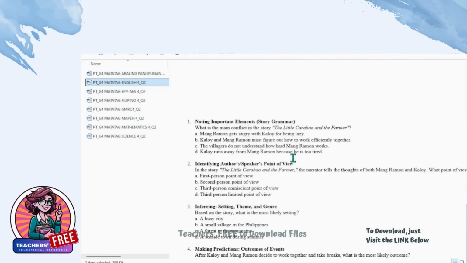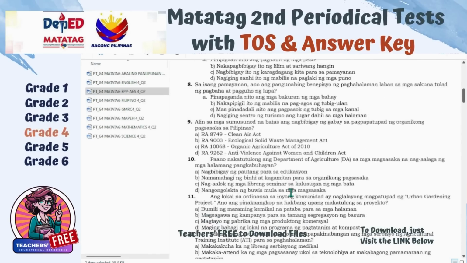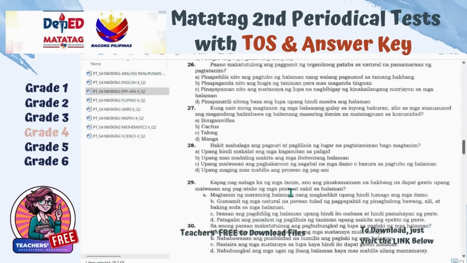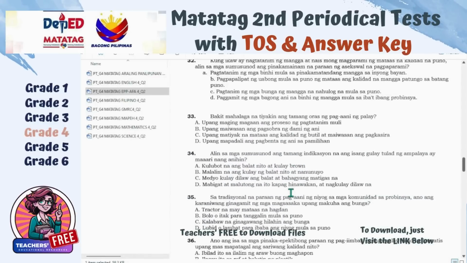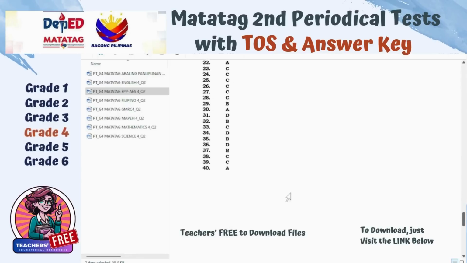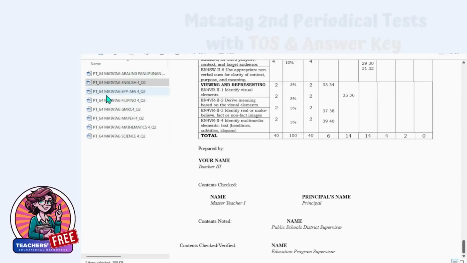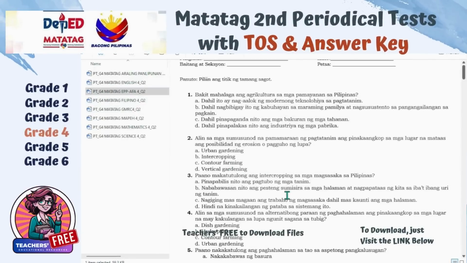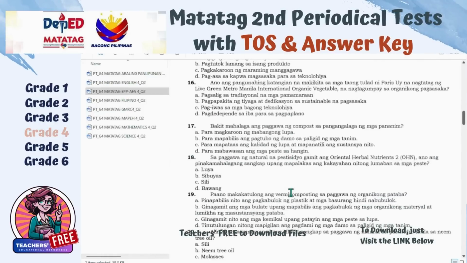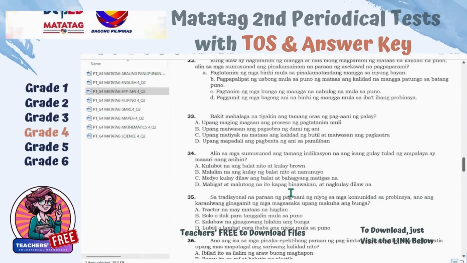headlines and slogans. We also have the EPP 4-second periodical test, which covers: defining agriculture and gardening, discussing planting methods, and understanding its benefits. Identifying laws and agencies supporting agriculture and recognizing local gardeners. Creating compost, organic fertilizers, and natural pesticides while considering gardening factors. Demonstrating plant care, propagation, harvesting, and practicing storage, selling, and profit calculation.